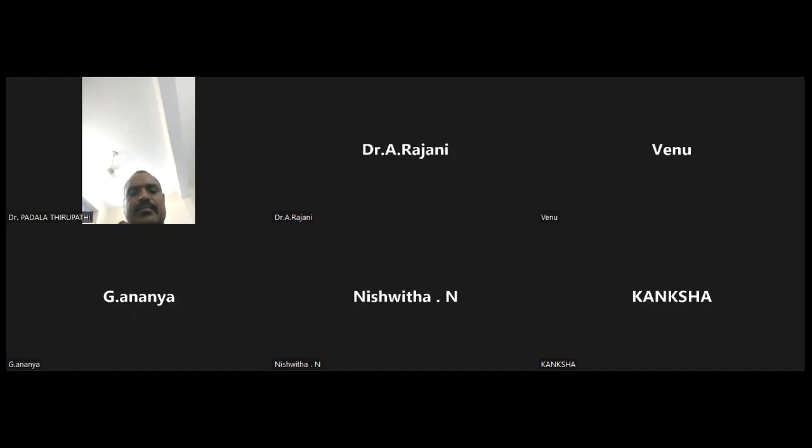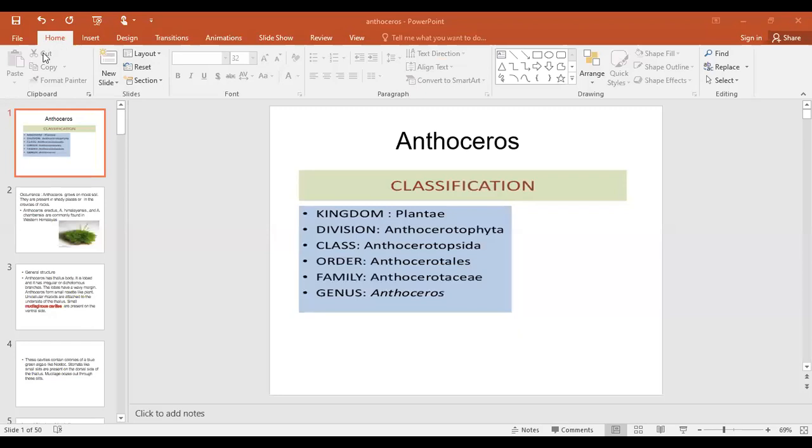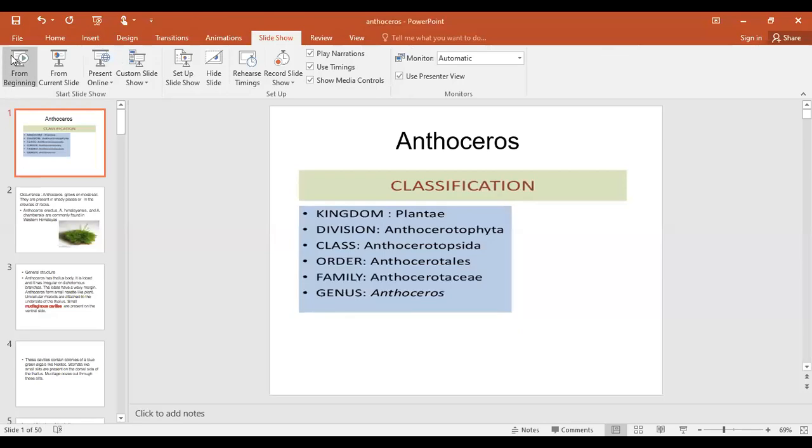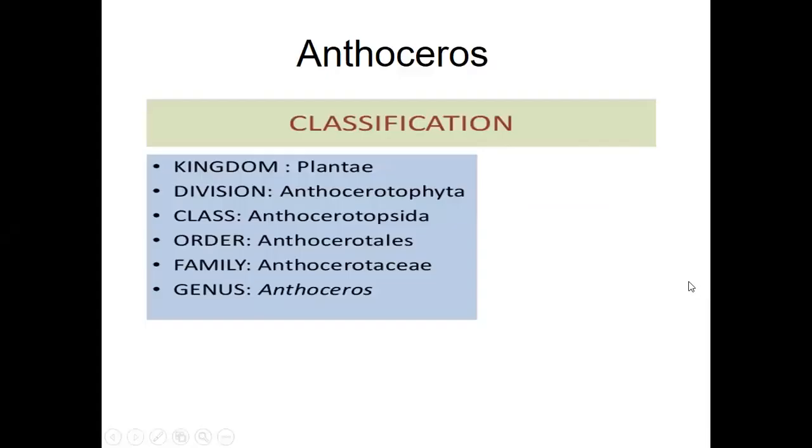Hello, good morning, everybody. This is Kavita. So today I'm going to start with the next genus of the bryophytes, that is Anthoceros. Let me start sharing my screen. This is Anthoceros. I hope in the previous class I finished Marchantia, which is commonly called a liverwort, whereas this Anthoceros is commonly called a hornwort.